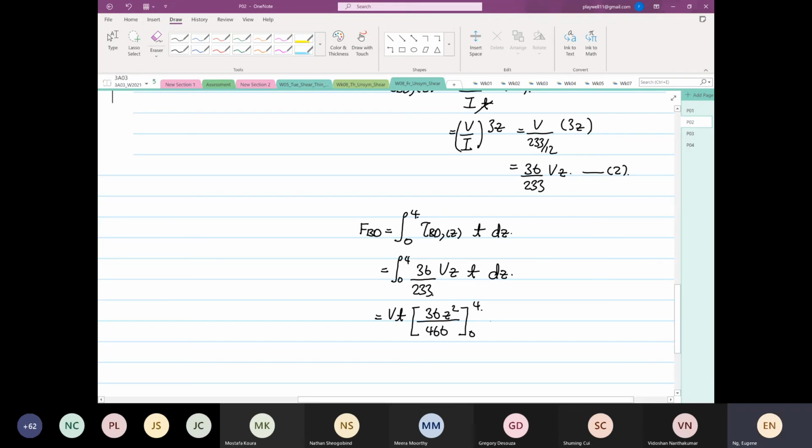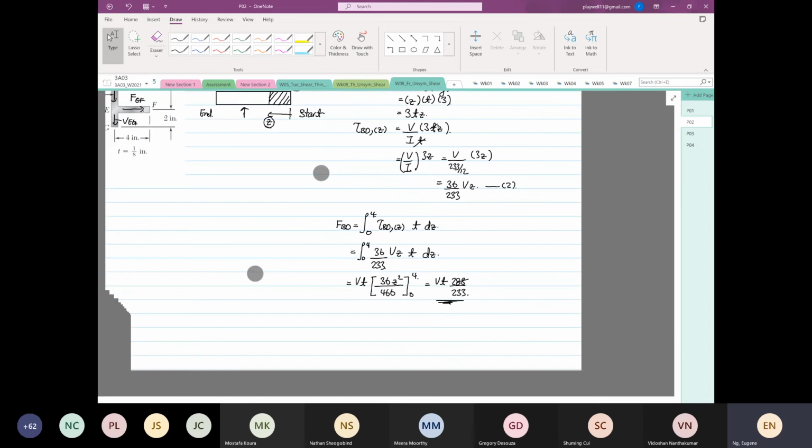From here, this is equal to VT multiplied by 4 squared times 36 divided by 466, so it's equal to 288 over 233. That's it. This is real simple. You might say, is that it? Yes, that's it.